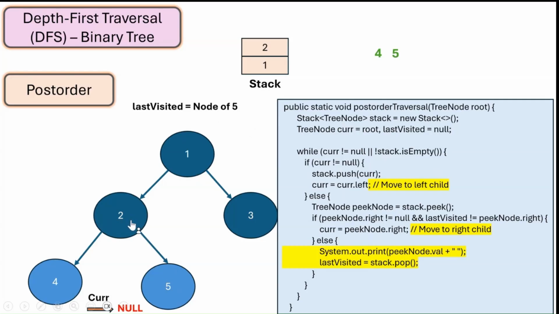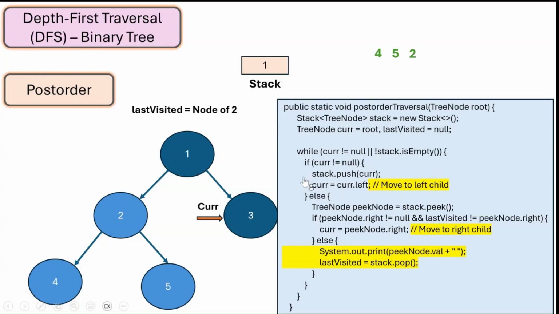So for node 2, we have already traversed the right subtree, which is node 5, based on the last visited variable. So it will go to the else part and print that 2 and remove it from the stack. So the last visited will be 2. So you can see for 2, all the children of 2 are printed or visited before. Now the stack top is 1, current is still pointing at null, so it will go to the else condition. Now it will check the peak node which is 1. Does 1 have a right subtree? Yes, it is 3. Did we visit it? No, because last visited is 2.